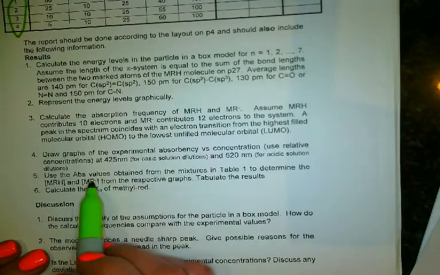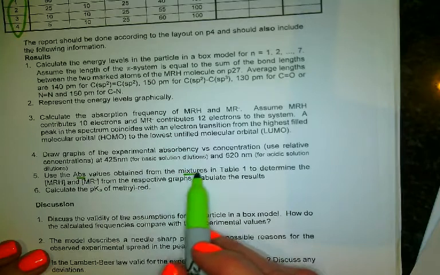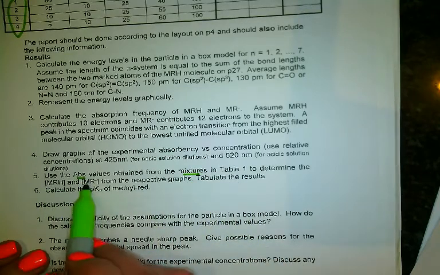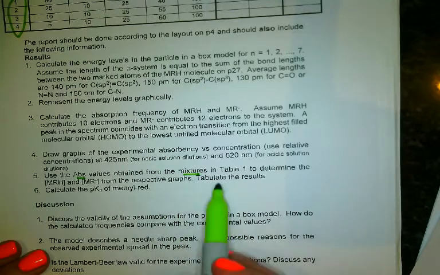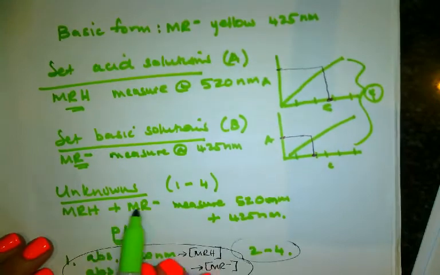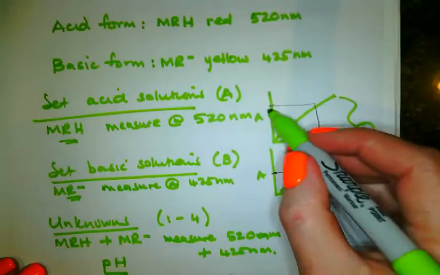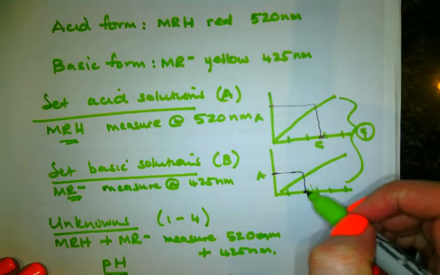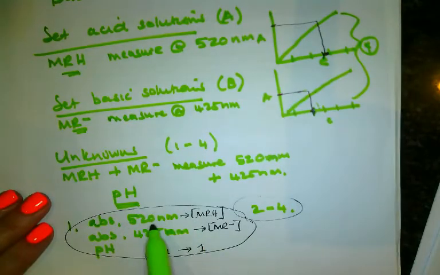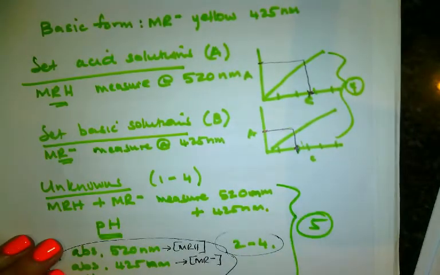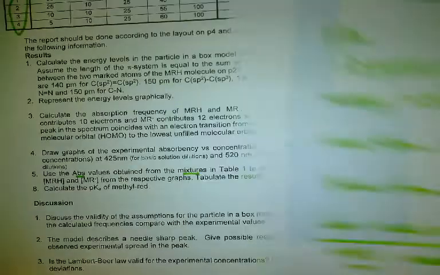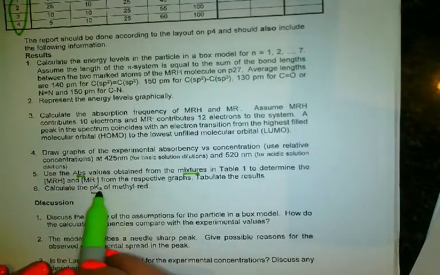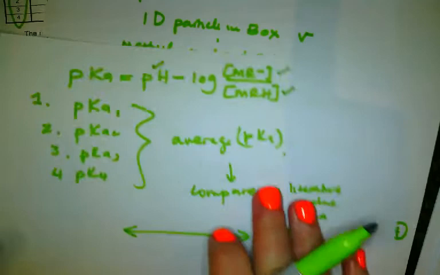Question 5 tells you to use the absorption values obtained for the mixtures to determine the MRH and MR minus concentrations from the graphs, and then put these in tables. So that is when you use these unknown absorptions that you've measured and read off the concentrations. That is that step for solutions 1 to 4, so doing this would be question 5, and of course the reading off. And then question 6: calculate the pKa of methyl red, which is what I explained here.